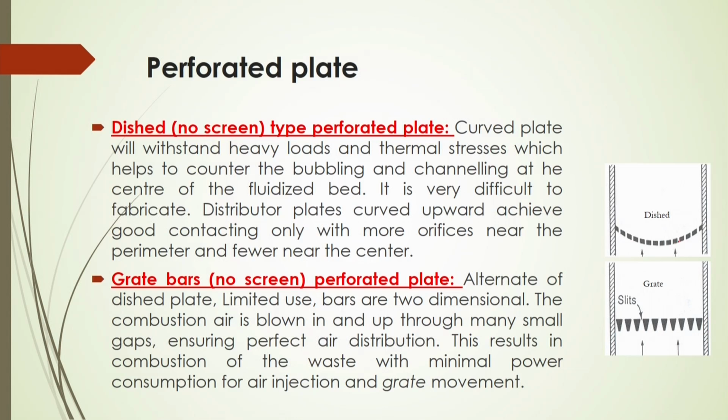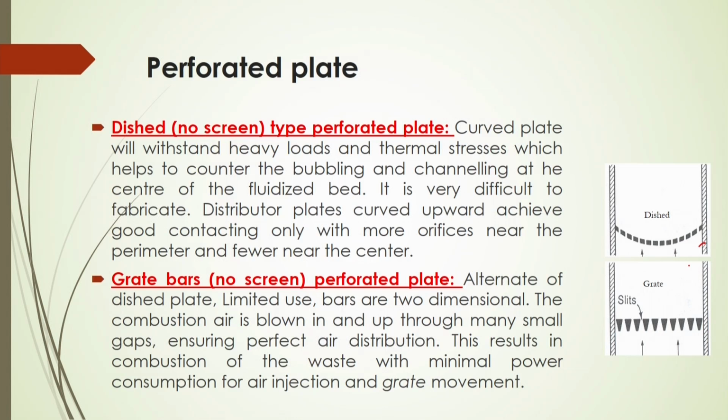This type of perforated plate withstands heavy loads and thermal stresses, which helps to counter the bubbling and channeling at the center of the fluidized bed. But it is very difficult to fabricate, and this is the disadvantage. In this case, distributor plates are curved upward to achieve good contacting, with more orifices near the perimeter and fewer near the center. Another type is called grate bars.